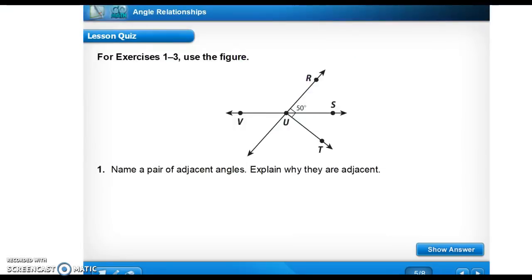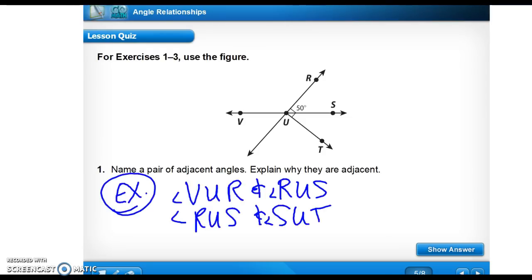So see if you could use this picture right here and pick out a pair of adjacent angles. Hit pause and then hit continue when you're ready. Okay, again, there's many examples of adjacent. As long as you pick two angles that are next to each other, you're okay. So you could have said VUR, that's this angle here, and the angle right next to it, RUS. You could have said angle RUS, this angle here, and pick another angle next to it. How about this one, SUT? As long as they share the common side, common vertex, and aren't overlapping, they are adjacent.